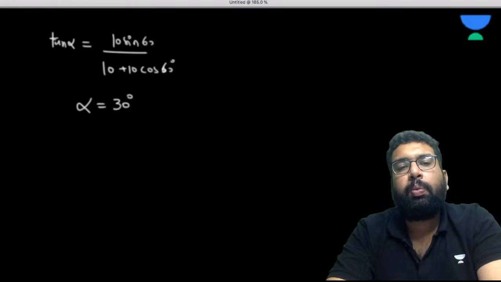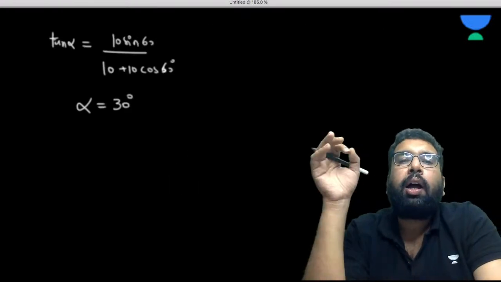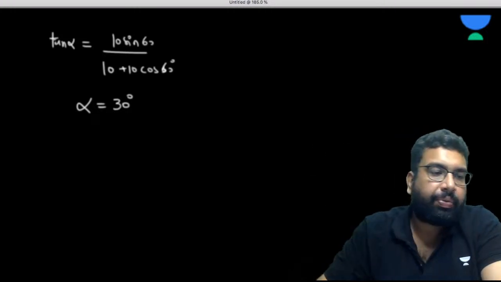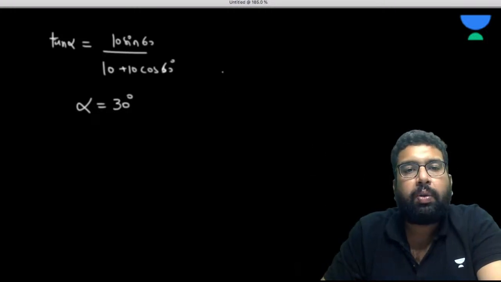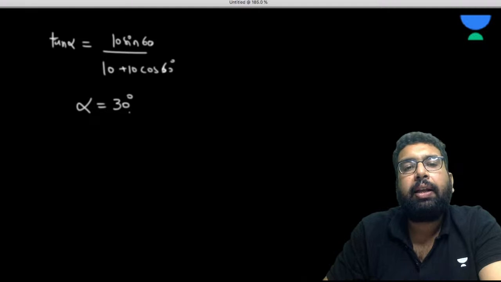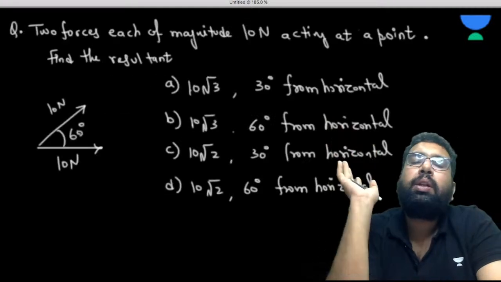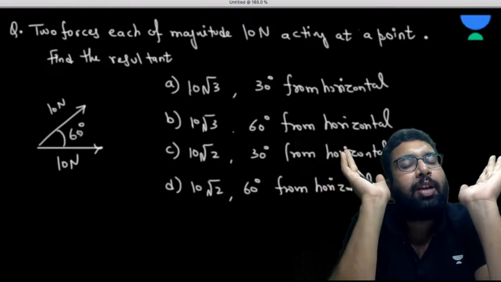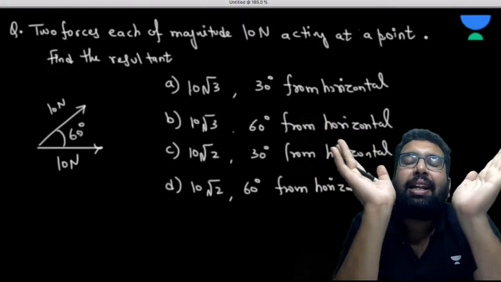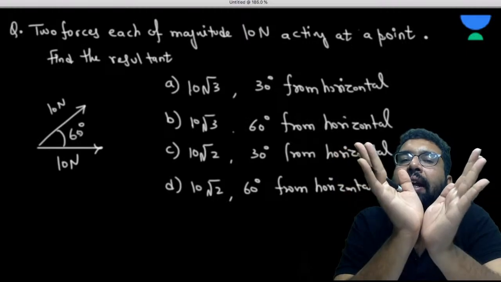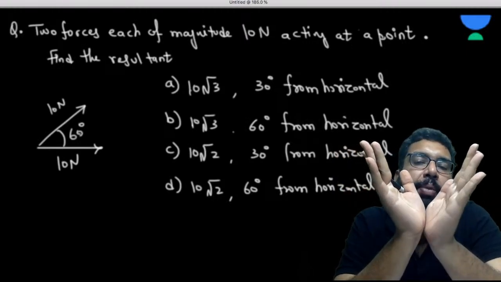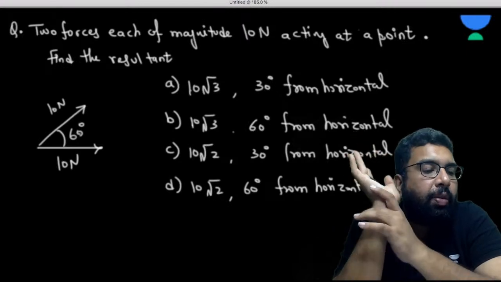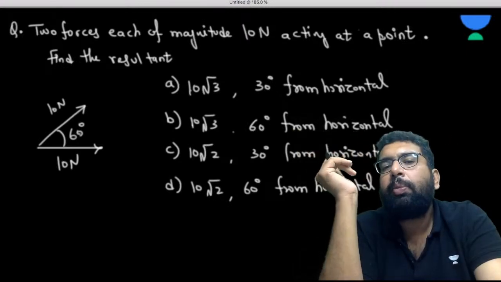So alpha is going to be 30 degree from here also. But do we need to do this calculation? Do we need to waste our time here? No, sir, because we have understood that when two vectors are equal and there is some angle between them, their resultant is going to be exactly in the middle of it. So no need, it is going to be 30 degree.